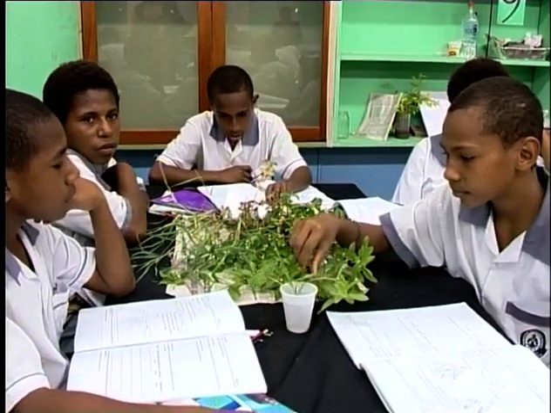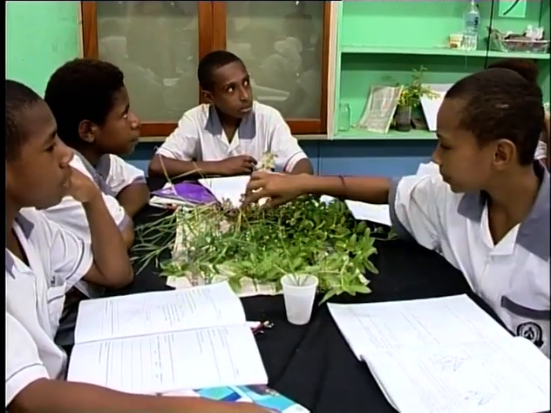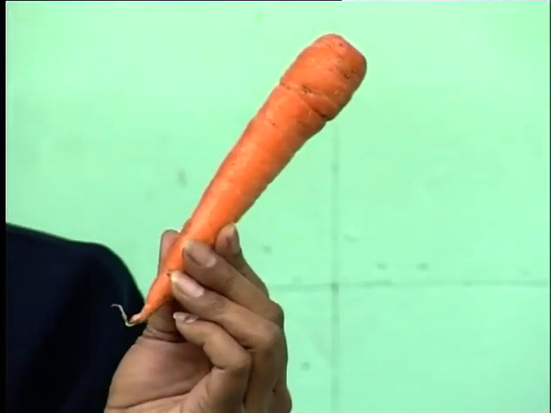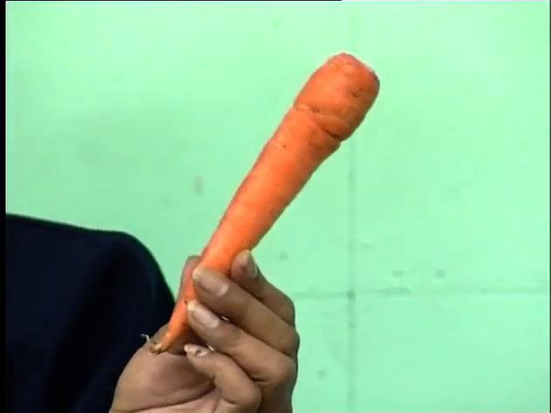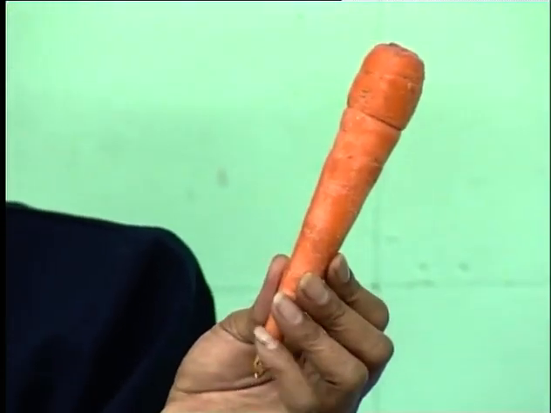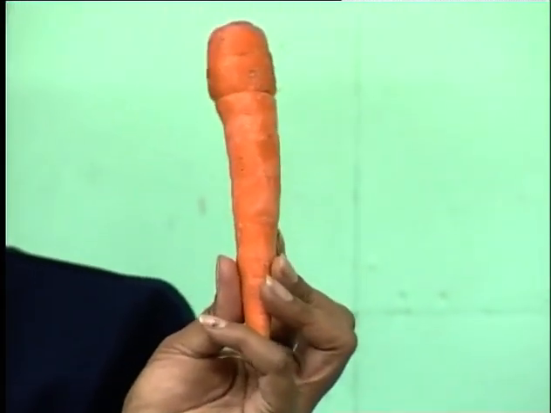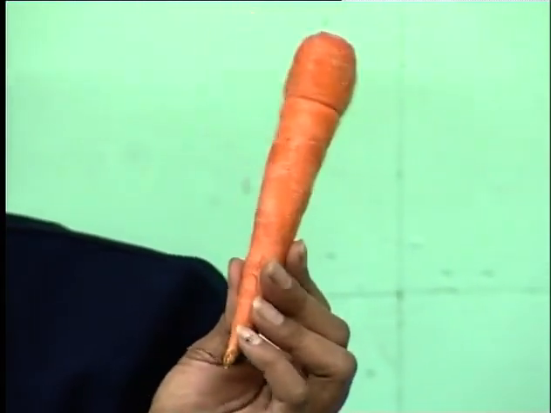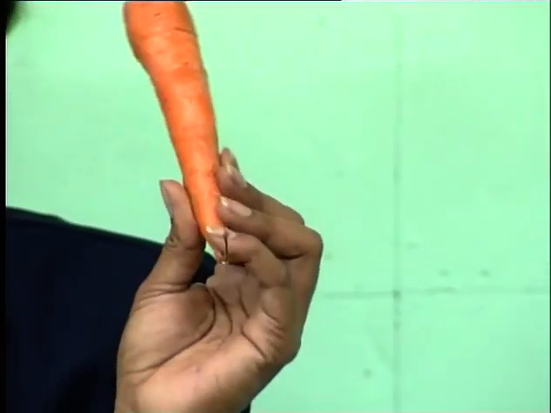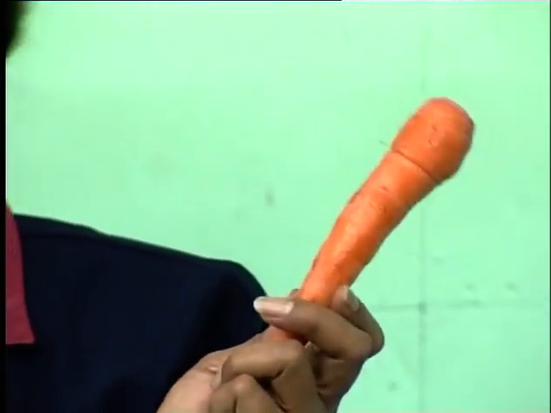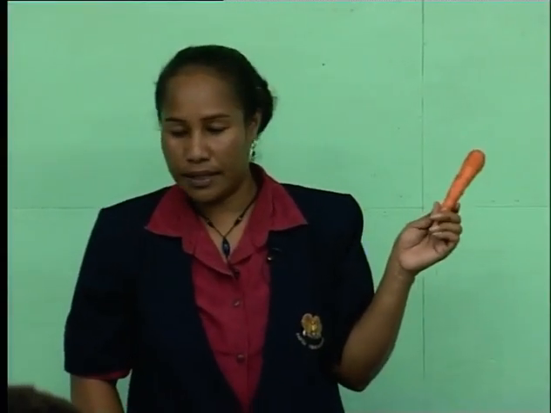How about a carrot? Do you think this is a stem or a root? Do you think new shoots grow out from here, from the carrot? You will find out more about carrot. It's a root, in your next coming lessons, about why it's not called a tuber. It doesn't come under this group called tuber.